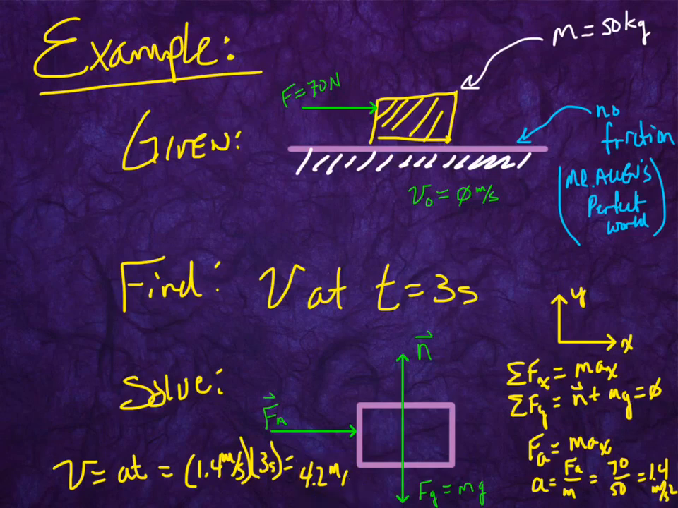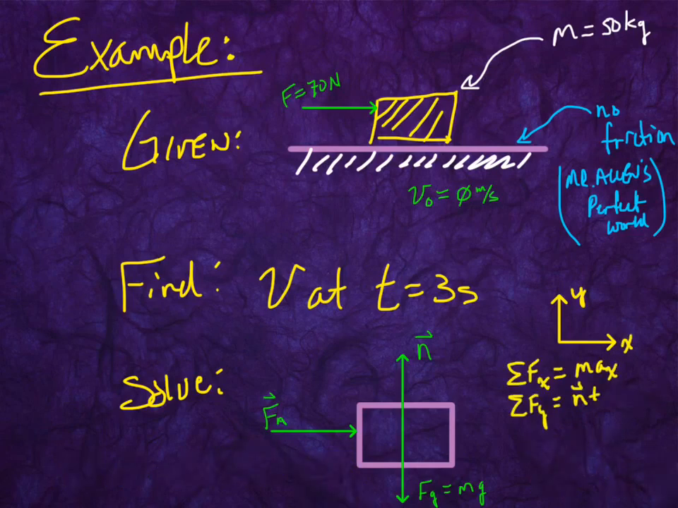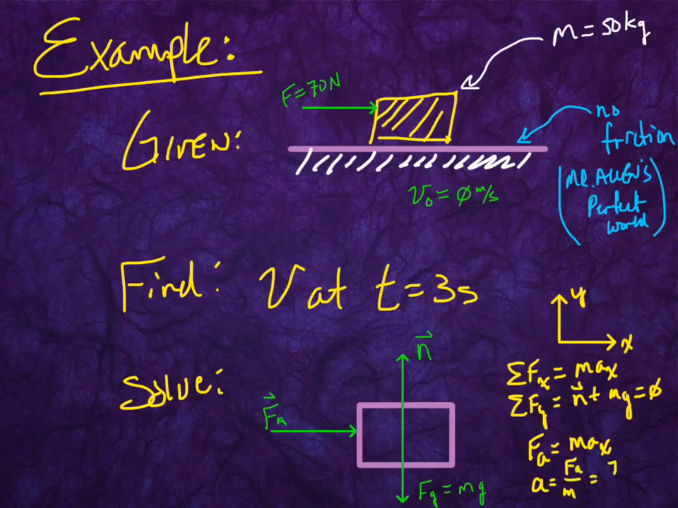Wrong button again. Okay, so our accelerating force, or applied force, equals our mass times acceleration in the x direction. And acceleration is then going to equal our applied force divided by mass, and we get 70 over 50, and I'm running out of space, so I didn't include units. But that would be 70 newtons over 50 kilograms, which gives us 1.4 meters per second squared.